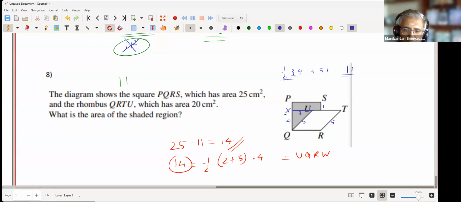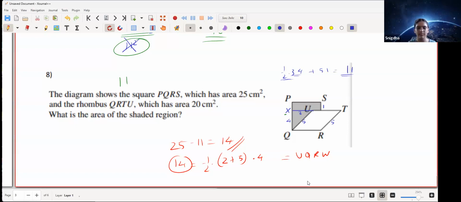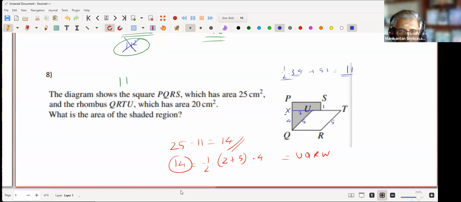Okay. Same thing, right? Very similar. I can do some other ways also. All of them are more or less the same thing. Okay, let's move on. Let's do the next one.